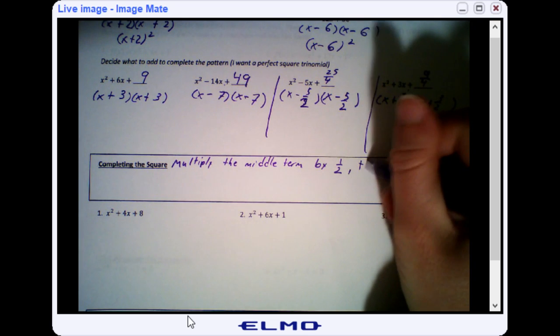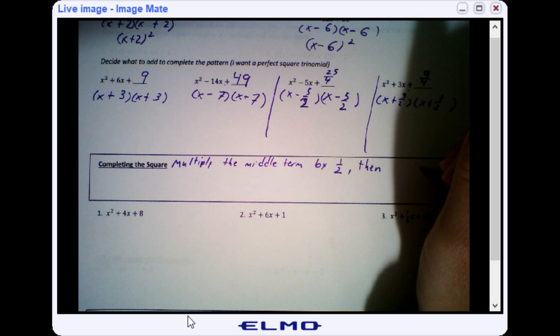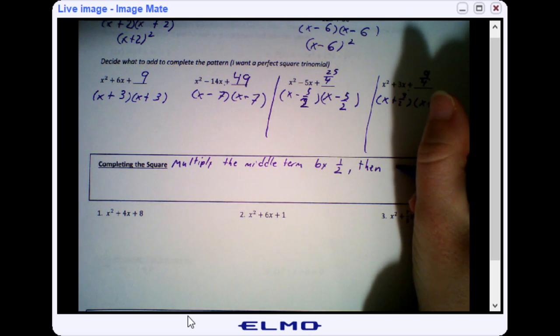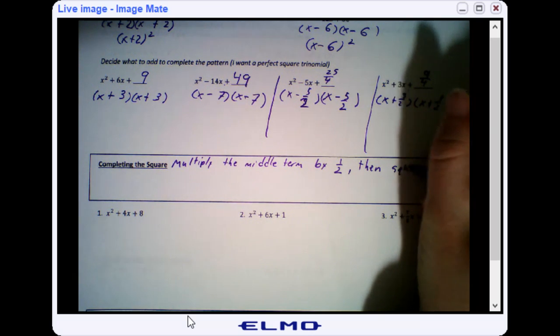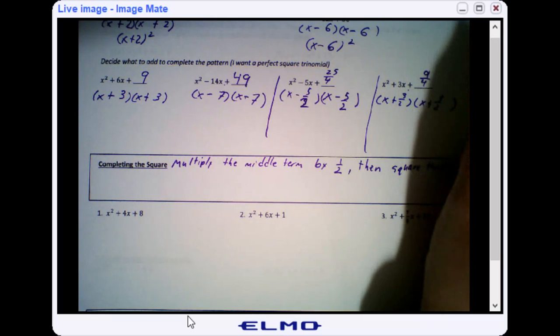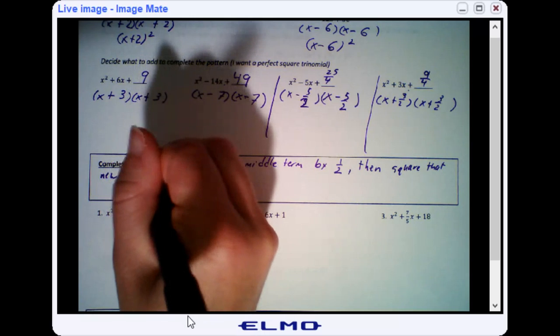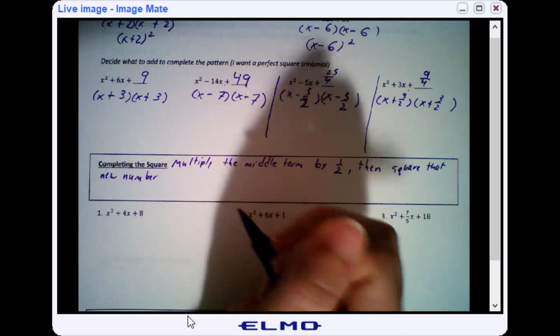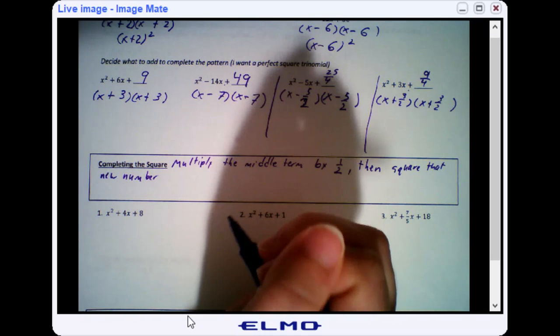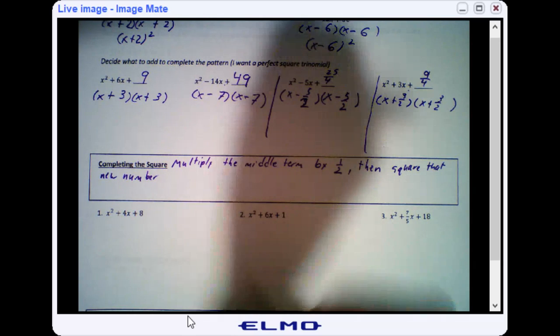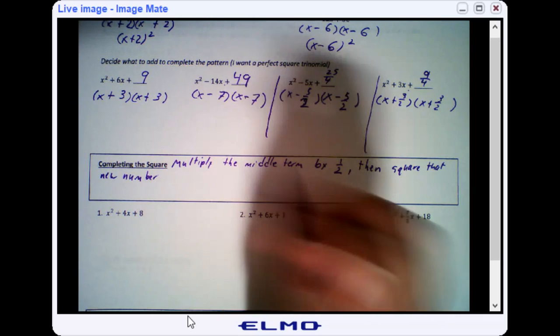Then you're going to square the new term. And then figure out what you need to add or subtract to get back to the number of your original problem.